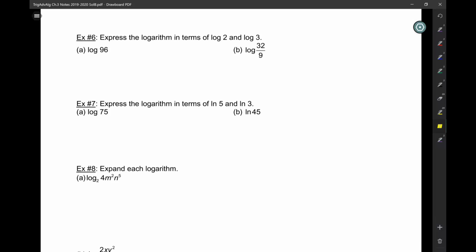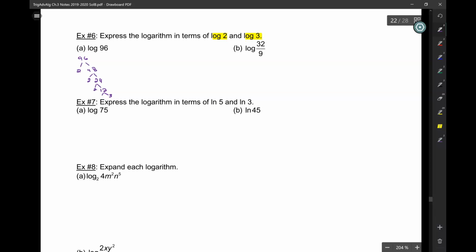We want to express these logarithms in terms of log 2 and log 3. So what I do is I start with 96. I want to factor 96 and write it just in terms of 2's and 3's, right? So 96 is 2 times 48, and that's 2 times 24, and that's 2 times 12, and that's 4 times 3, which is 2 times 2, right? So here, can I just write that as 2 times 2? Well, you have to break down 96 into what it is made of.